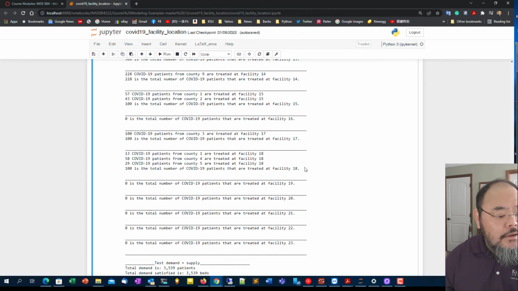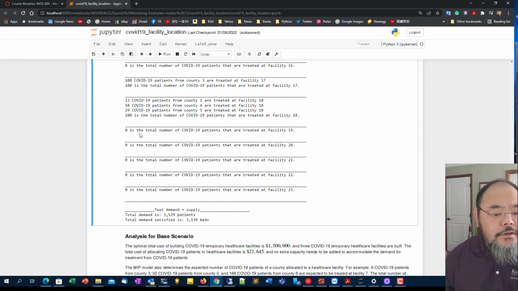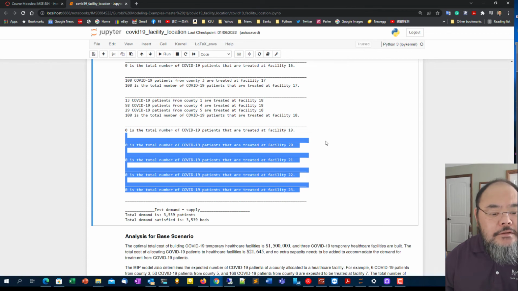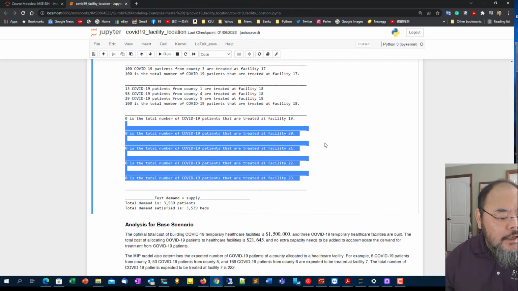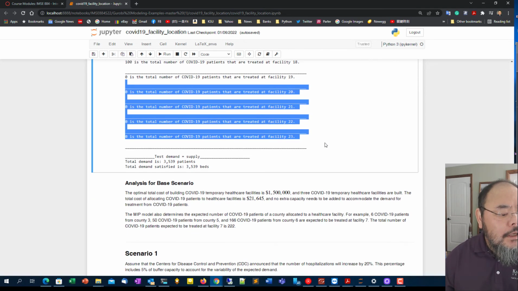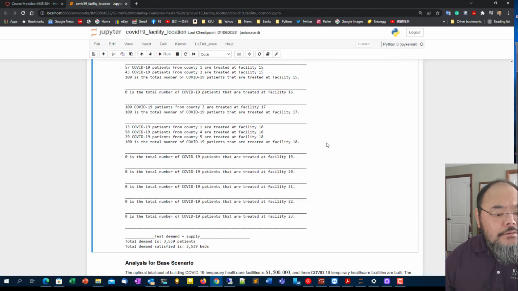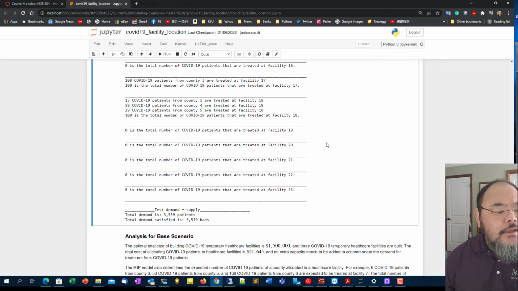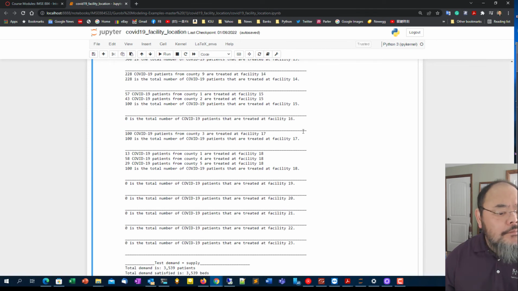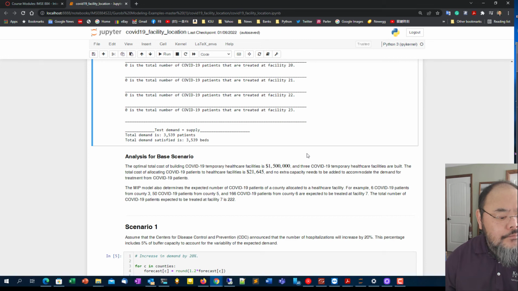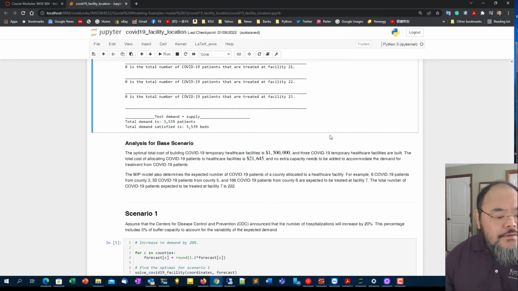temporary facilities that are open. There are several temporary facilities, 19, 20, 21, 22, 23, that are not used, as they are not recommended to set up. All right, so there is no capacity expansion for all the temporary facilities in that case. So for each one of the facilities we suggest to open, there are some patients covered by these facilities. So this is one base scenario.